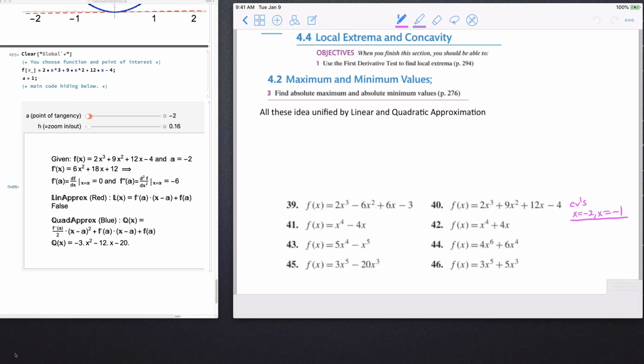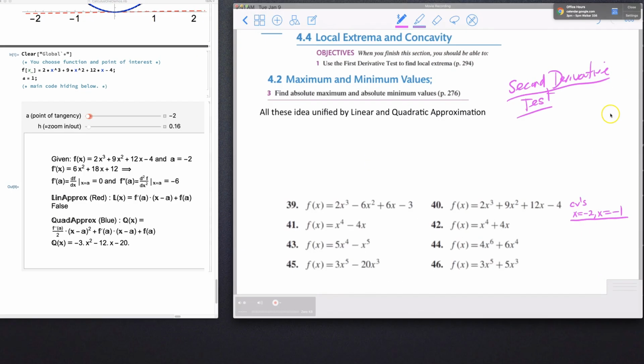So in this video, we look at something called the second derivative test. Okay, and we're going to set this problem up with a problem that we had started in a previous video.